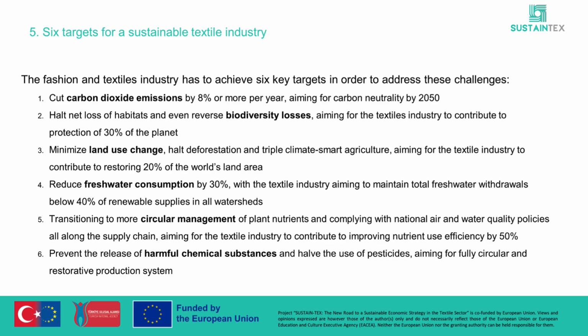Fifth, the transition to more circular management of plant nutrients and compliance with national air and water quality policies all along the supply chain, aiming for the textile industry to contribute to improving nutrient use efficiency by 50%. And sixth, to prevent the release of harmful chemical substances and halve the use of pesticides, aiming for a fully circular and restorative production system.